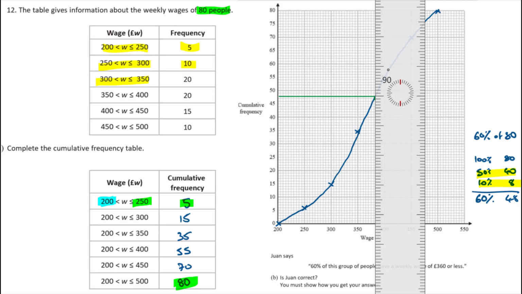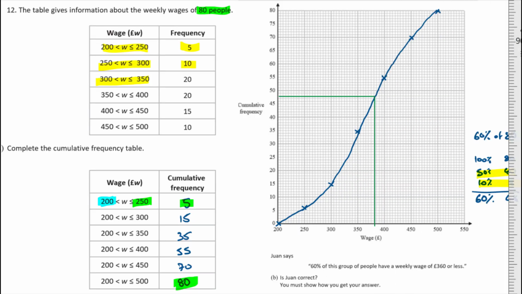change direction, draw down. Now I make that, is that 360? It looks about 360, doesn't it? I think he is correct. So that is 360 down there, isn't it?